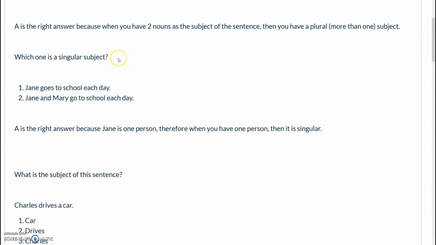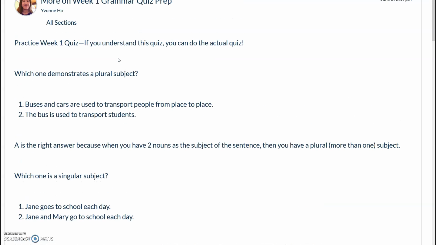That pretty much covers your quiz. And if you can understand these questions on the practice week 1 quiz, then you can understand how to do the quiz. If you have any questions, feel free to email me.